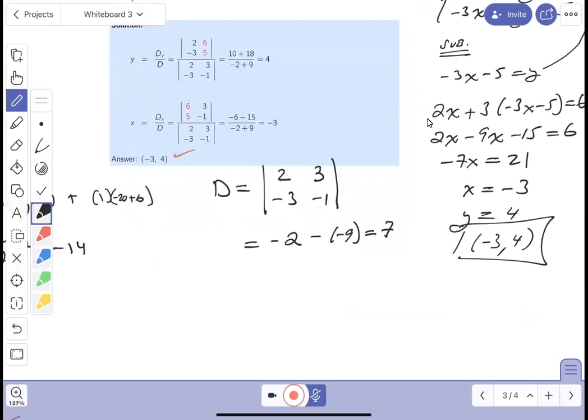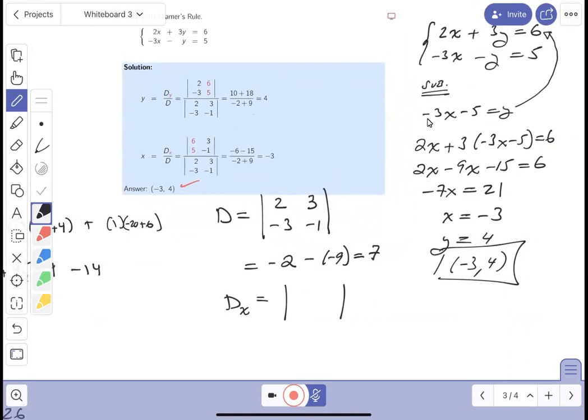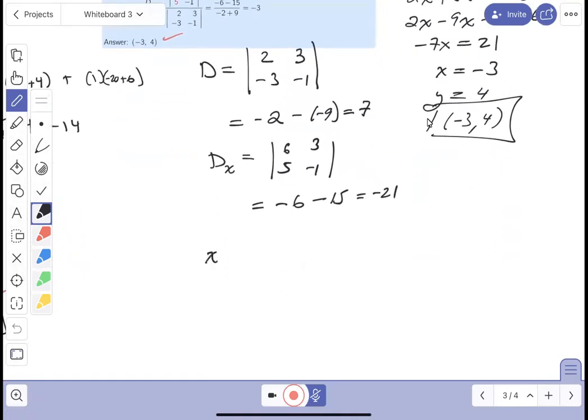Then what I'm going to do is write down the determinant Dx. And what's that going to be? In the column of x, I put down the constants, which are 6, 5. And in the second column, the column of y's, it would be 3, minus 1. And I compute this determinant. What would that give me? Minus 6, minus 15, which is minus 21. And to get x, really simple, all I've got to do is Dx over D.